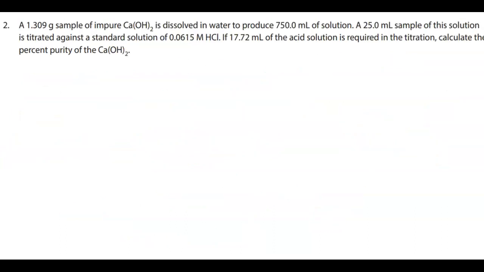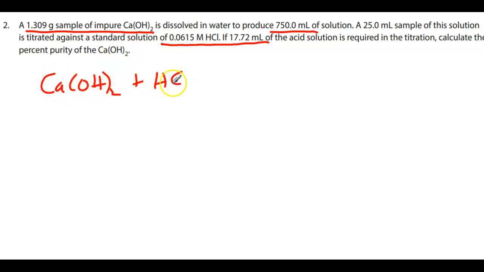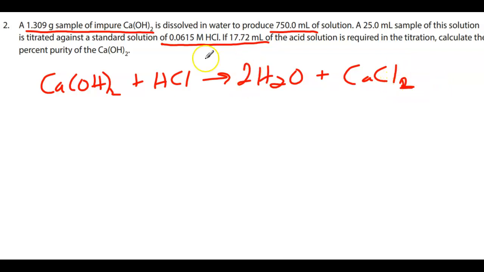So we have a mass of an impure sample of calcium hydroxide, and it's dissolved in enough water to produce this volume. Okay, 25 mL of that sample was then titrated against a solution of HCl, and we have the volume of HCl. We want the purity. So we're going to have calcium hydroxide reacting with HCl, making H2O and calcium chloride. So that's going to be a 1-to-2 ratio. It's a little bit different here. So concentration 0.0615 moles per liter.